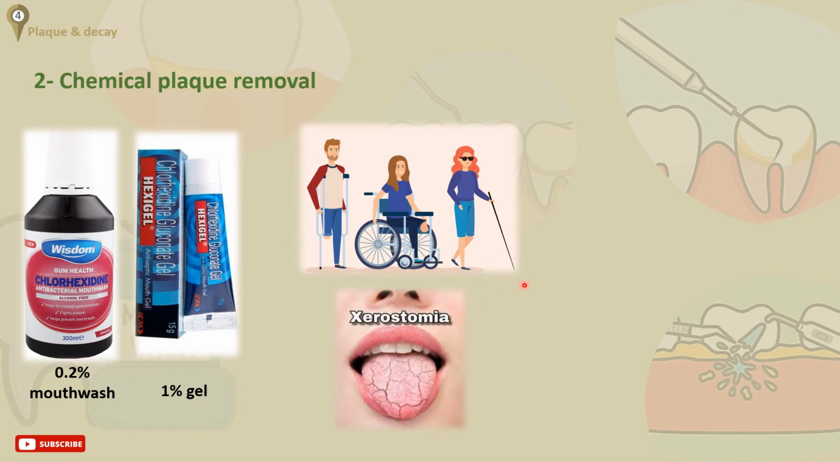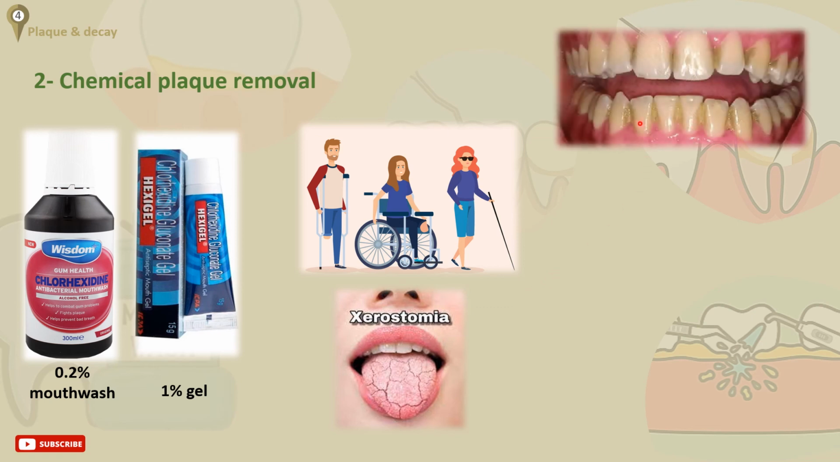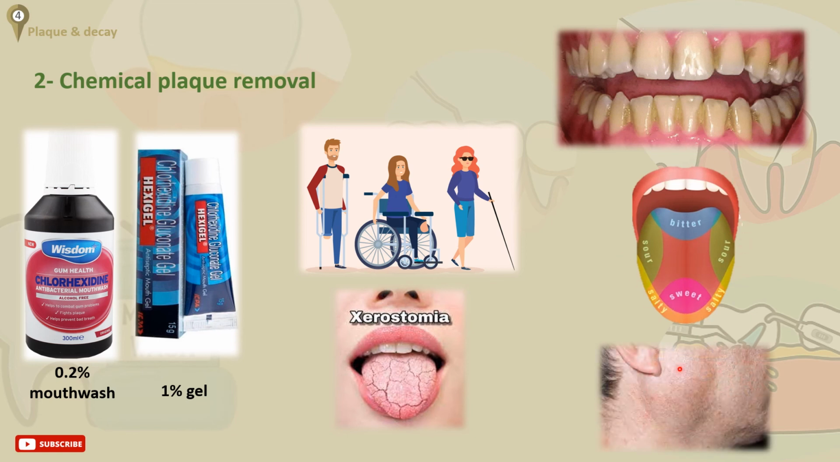Unwanted effects of chlorhexidine include staining of the teeth if used for a long time, disturbance of taste, and parotid swelling, which is reversible. It is less effective in the presence of a large buildup of plaque, so the plaque should be manually or physically removed first, and it is inactivated by the commercial toothpastes.